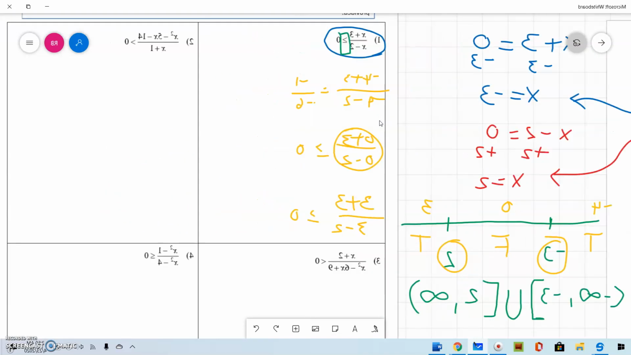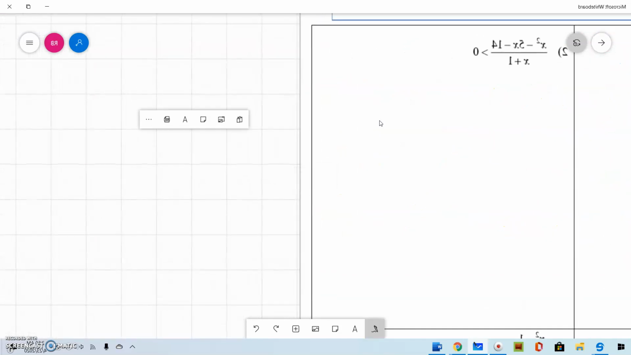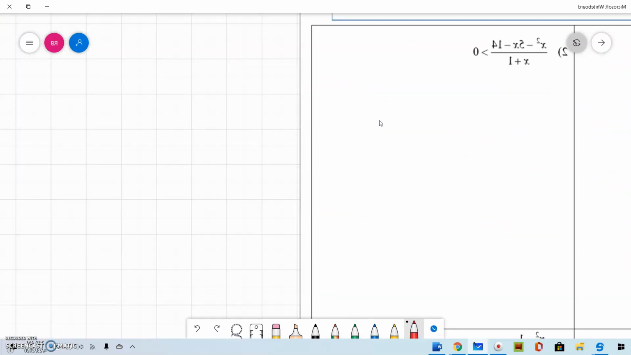Alright, so then let's look at number 2. And I'm going to follow the step-by-step again. So the first step was solving the equation, right? So I'm going to set x squared minus 5x minus 14 equal to 0. So you set the numerator equal to 0. And then this one I need to factor.